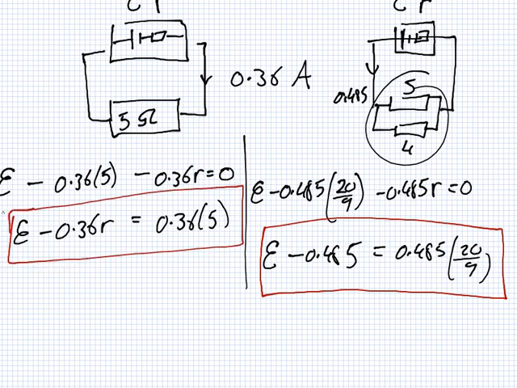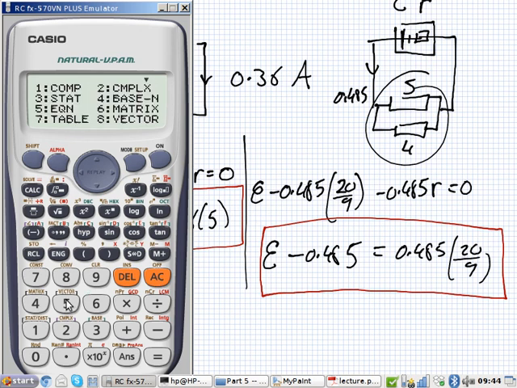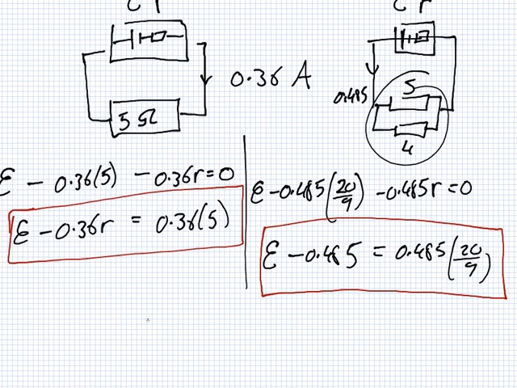If I take out my trusty Casio calculator, I type in: 1, minus 0.36, 0.36 times 5; 1, minus 0.485, 0.485 times 20 divided by 9. So I just typed in the simultaneous equations, and what do they want in the question? The E or the R? So the E, well, the E firstly is 3.88 volts.